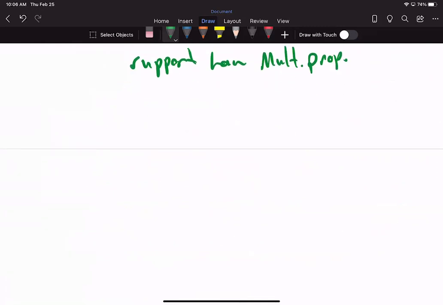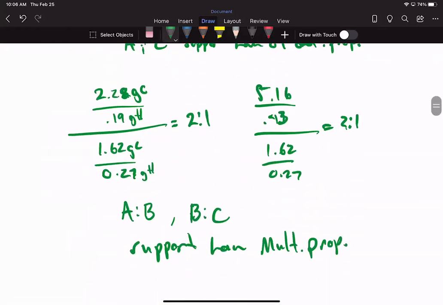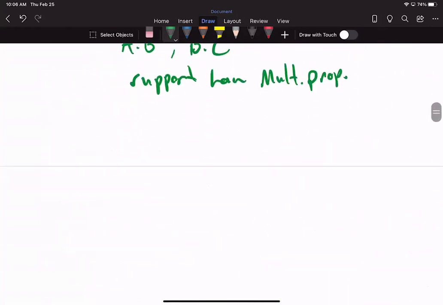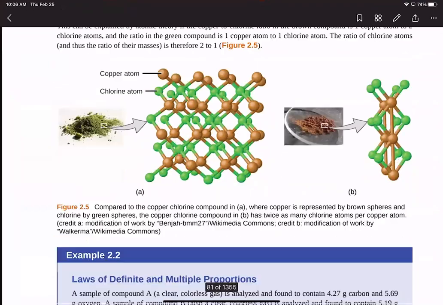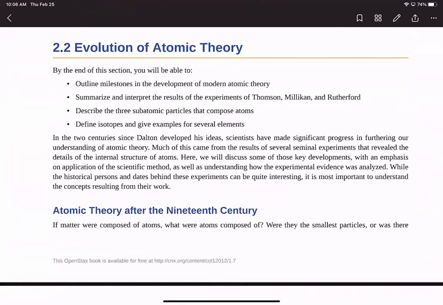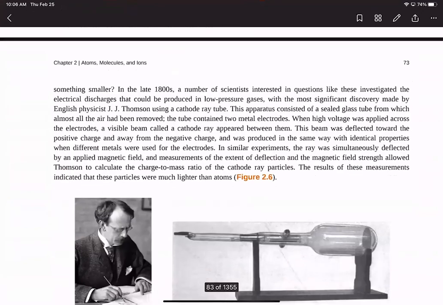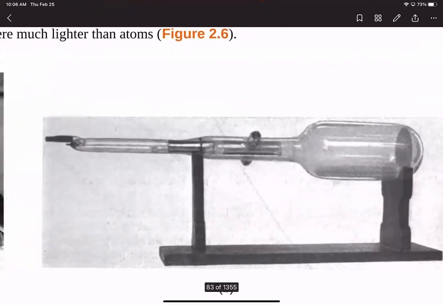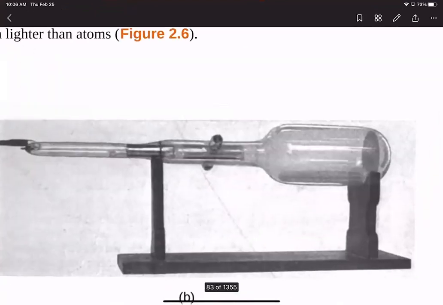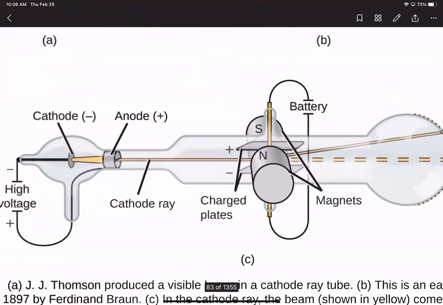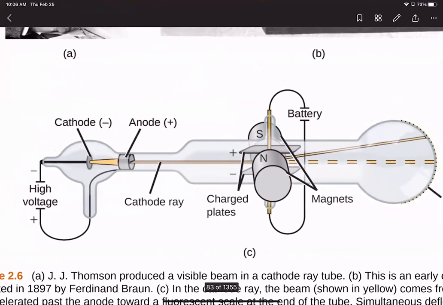Okay, so I think moving on from here, I do need to show you an image of an experiment. So moving into how this atomic theory evolved, we'll start with this here. This is what we call a cathode ray tube, and all of the air is vacuumed out of this. So this is kind of a diagram of that there.